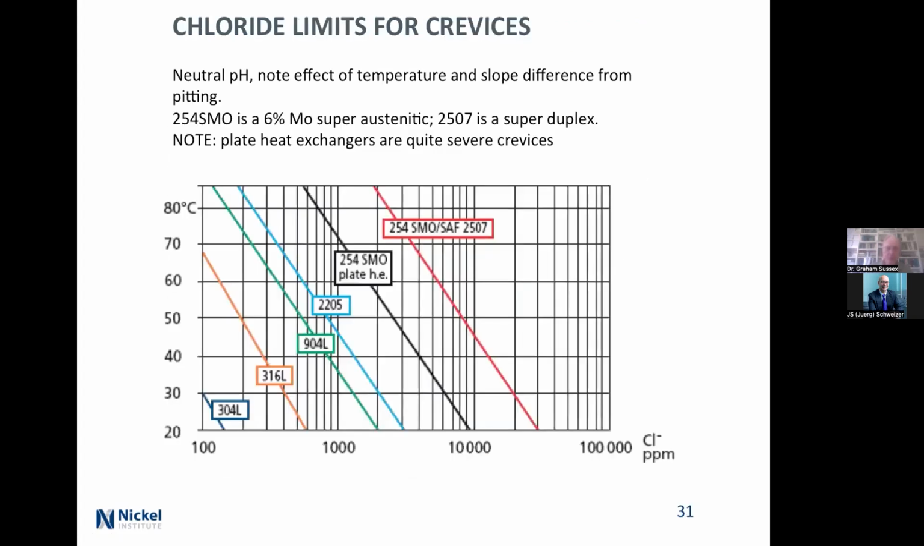So what happens if you've got crevices? Well, all those curves move way across to the left. Okay, so if you're talking about 304, you're down about 150 parts per million chloride at 20 degrees C. Across to the right, there's two graphs, the red one and the black one.